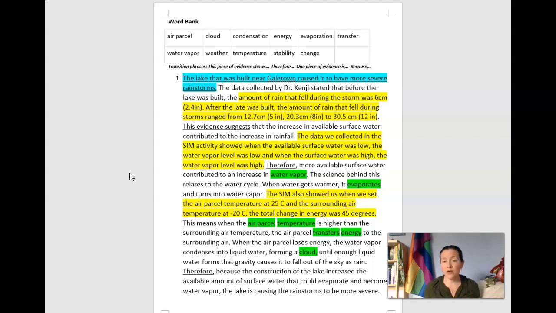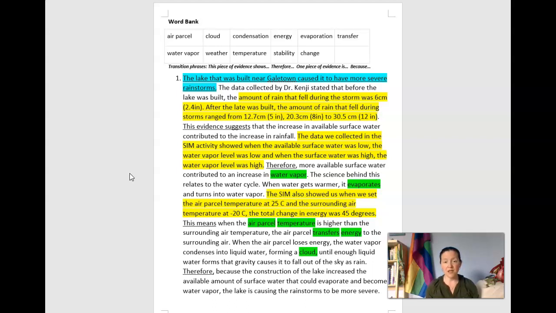The sim also showed us when we set the air parcel temperature at 25 degrees and the surrounding air temperature at negative 20 degrees, the total change in energy was 45 degrees. This means when the air parcel temperature is higher than the surrounding air temperature, the air parcel temperature transfers energy to the surrounding air. When the air parcel loses energy, the water vapor condenses into liquid water, forming a cloud, until enough liquid water forms that gravity causes it to fall out of the sky as rain.